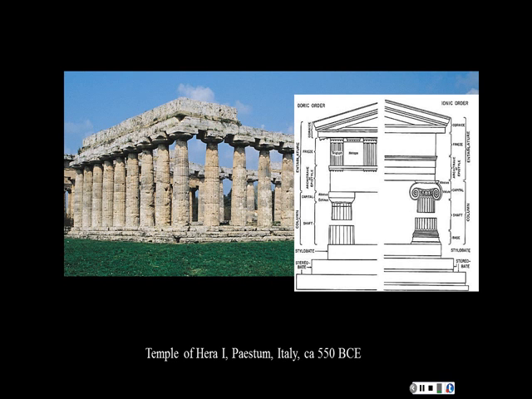Another aspect of these that we need to know is the entablature. The entablature is basically the section above the columns. This is the heavy top portion of the temple, which is supported by the columns underneath. And of course, this is the ultimate example of post and lintel architecture, right? Where we have a series of columns supporting a large entablature on the top.